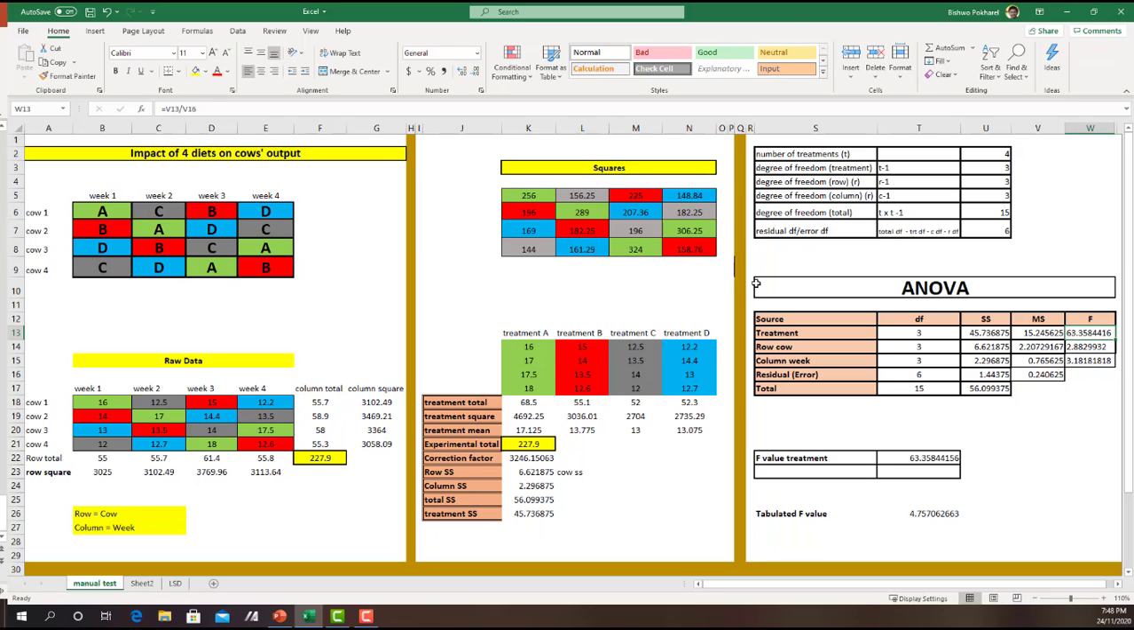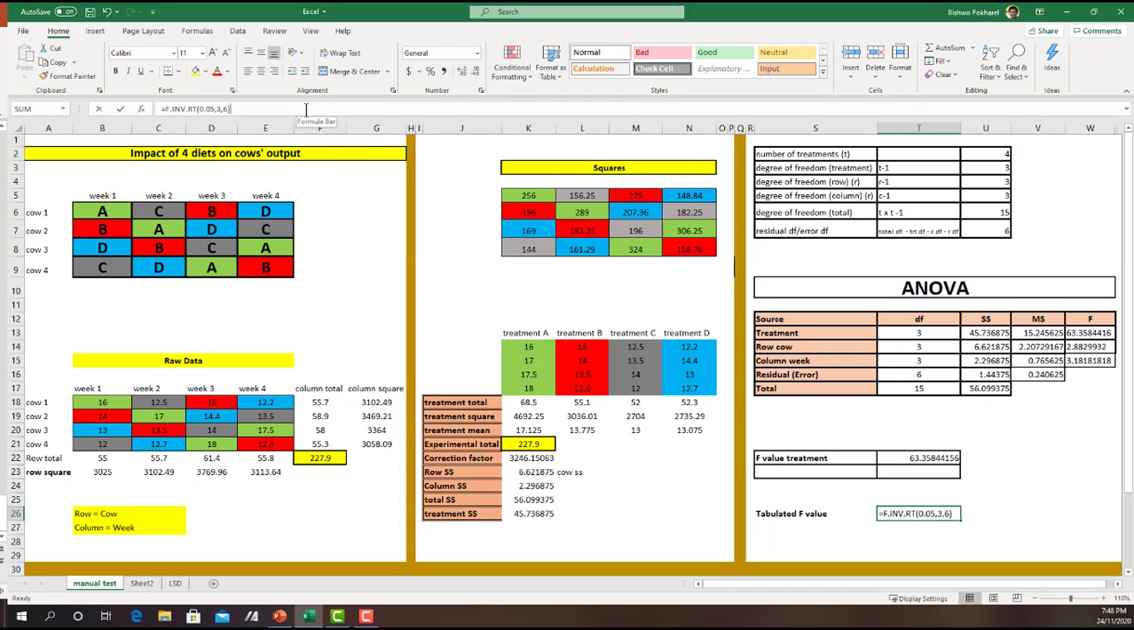And to calculate the F value for treatment, that is V13 by V16. V13 is the mean sum of square for treatment divided by the mean sum of square for error. So 15.24 divided by 0.24, which is basically 63. And so our F value for treatment is 63, which is greater than the tabulated F value.